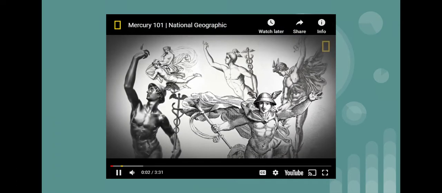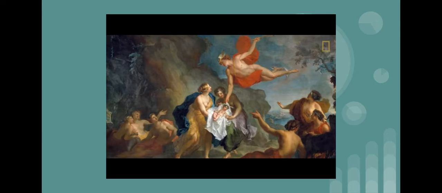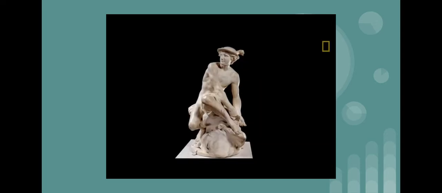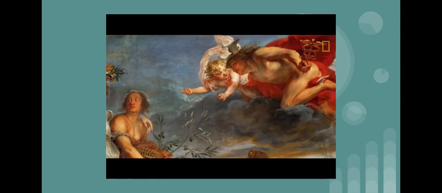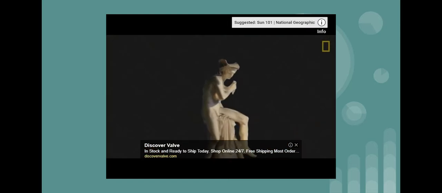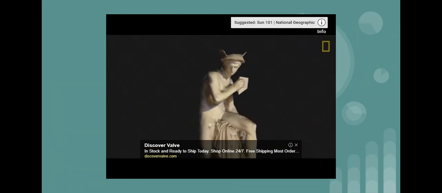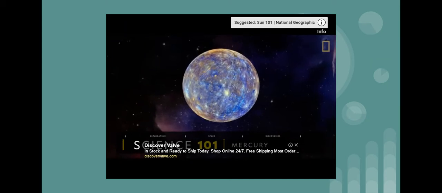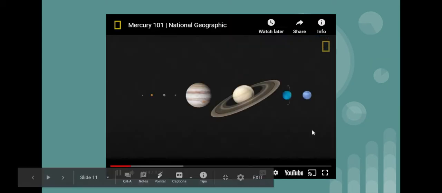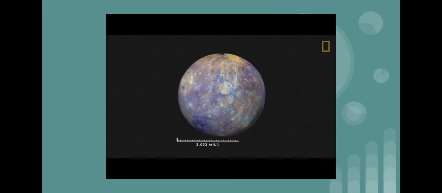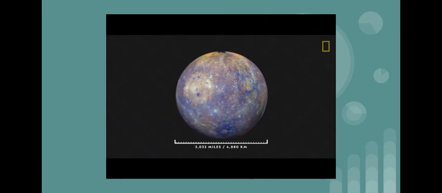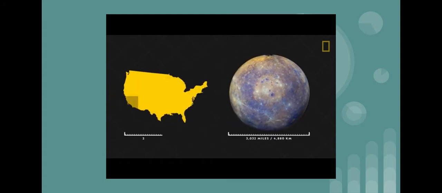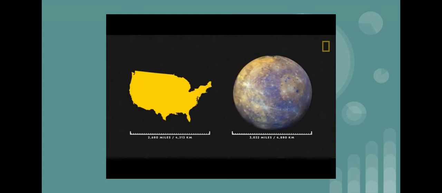The planet Mercury is named after the messenger of the Roman gods, because even the ancients could see how swift and fleeting it is in the sky. But it wasn't until recently that scientists began unraveling Mercury's many mysteries. Mercury is the smallest planet in our solar system. Its diameter currently measures just over 3,000 miles, about the size of the continental United States.